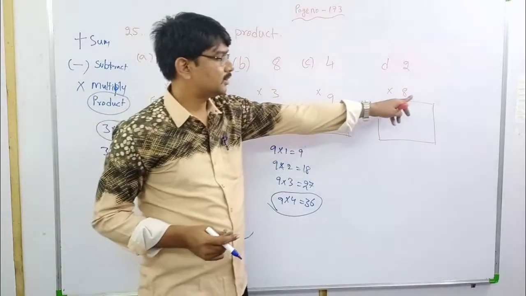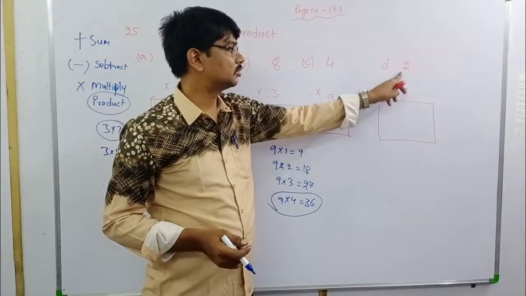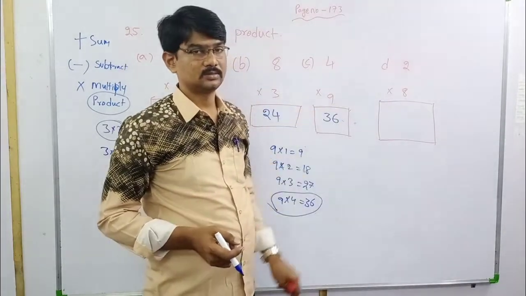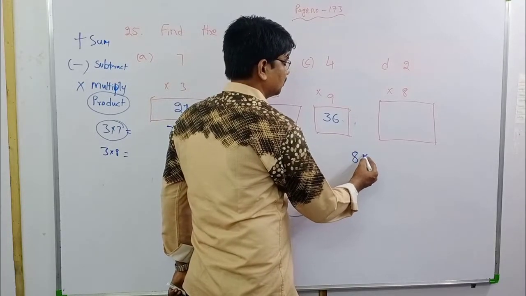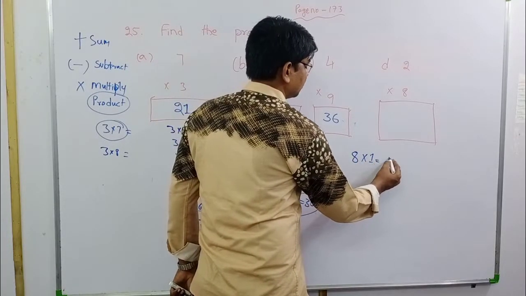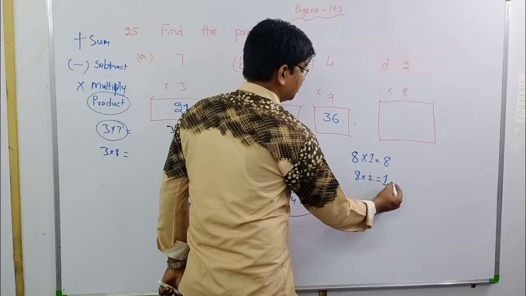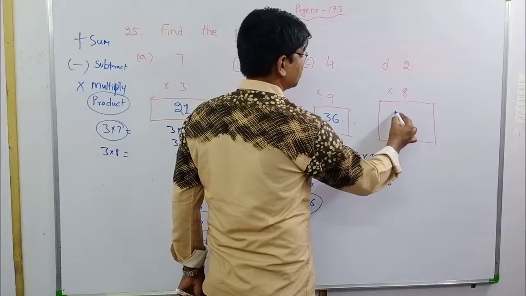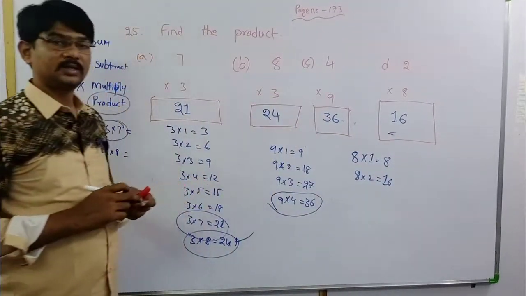Next, problem number D. What is here? 8 into 2, 8 2 ja. Which table here? 8 table. 8 1 ja 8, 8 2 ja 16. So what is the answer here? 8 2 ja 16.